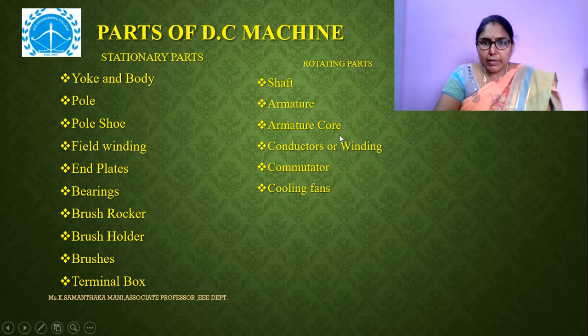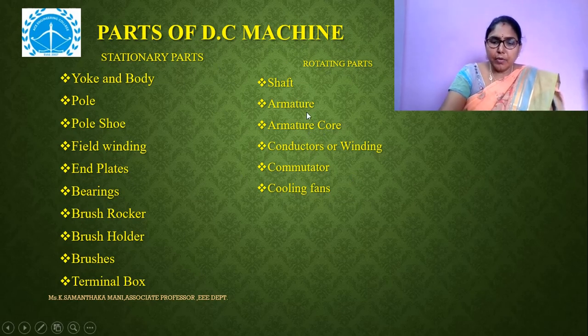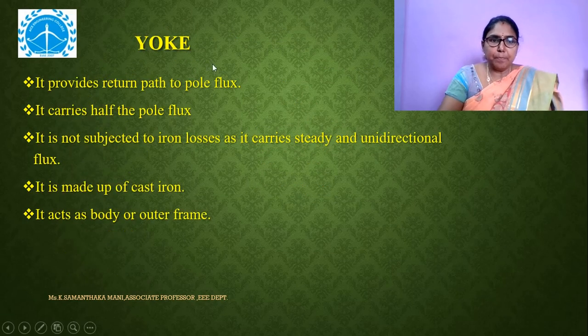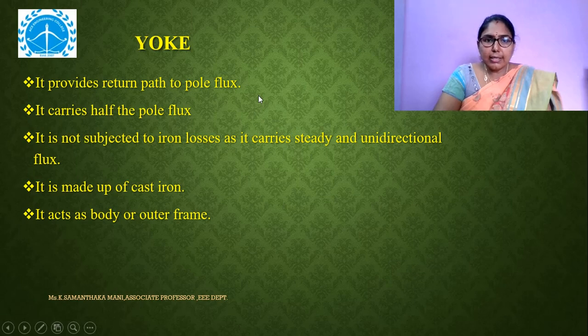And coming to the next one, rotating parts. The shaft, armature core, conductors of the armature winding, commutator, and cooling fan all come under rotating parts. Now I have introduced the different parts that exist in the DC machine or generator. Now we are going to see the function of each and every part of this DC generator. Suppose we start with the yoke, what is the function of the yoke? It provides a return path to the pole flux.